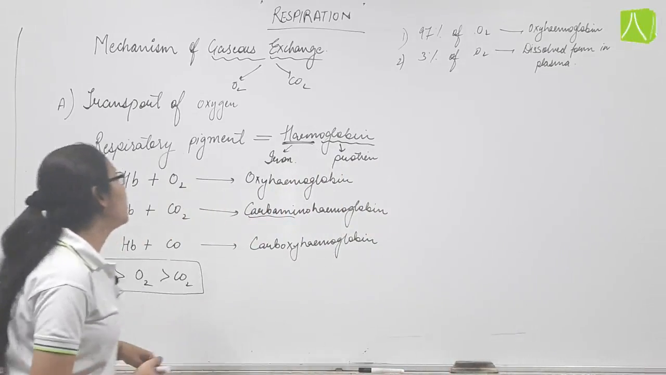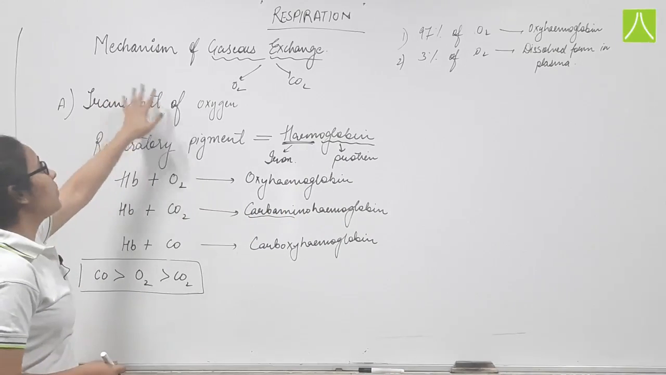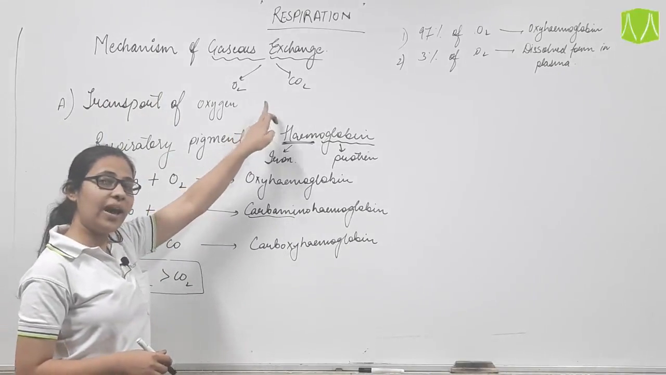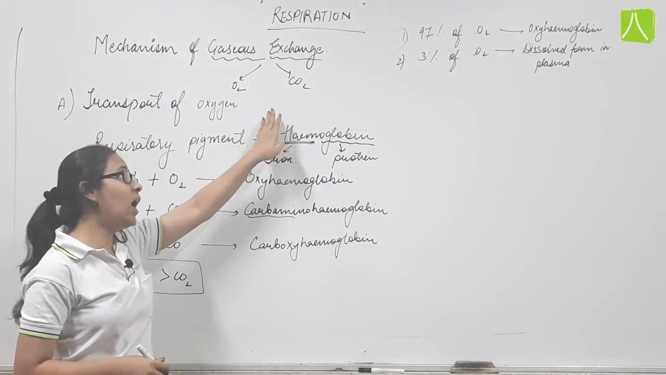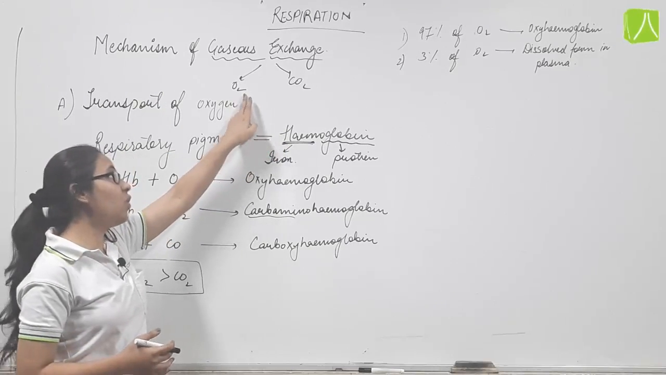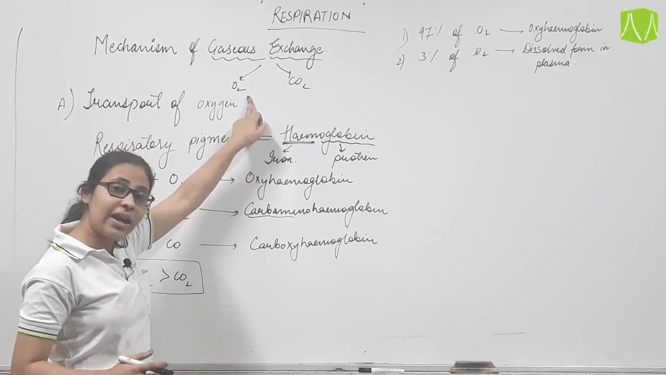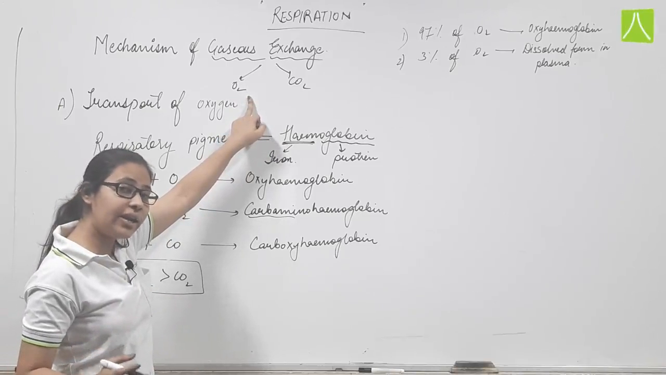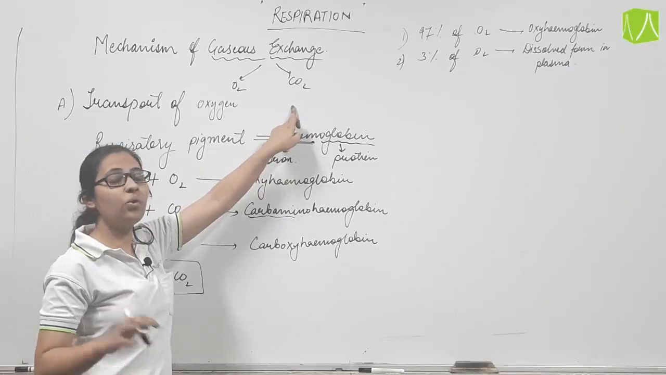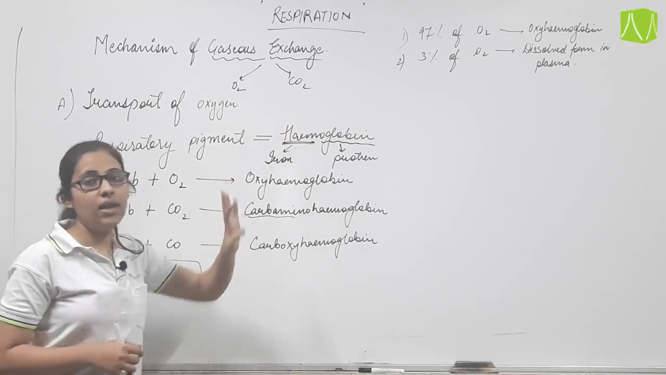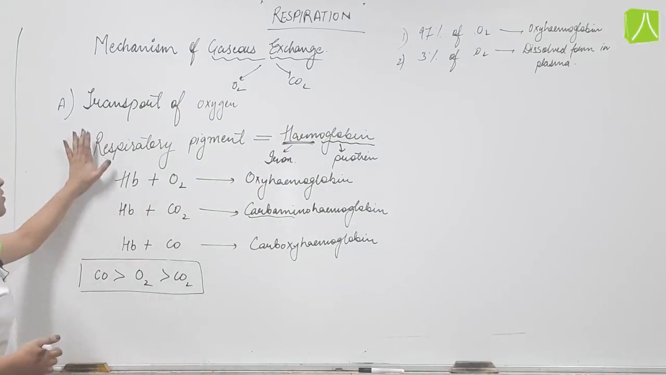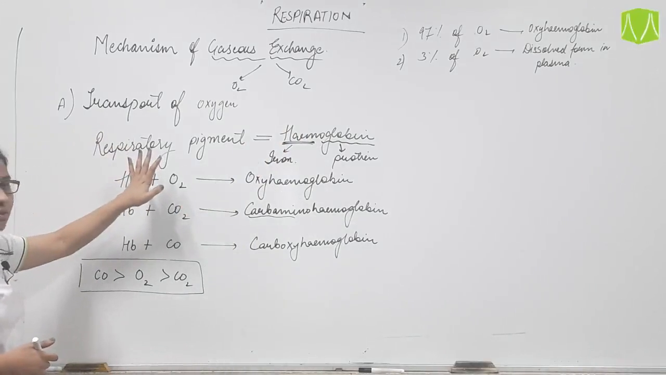So first of all, the topic is the mechanism of gaseous exchange, where the gases are O2 and CO2, that is oxygen and carbon dioxide. How is the oxygen carried away from the lungs to the target site or the tissues, and how is the CO2 carried away from the tissues to the lungs? This we will see in this lecture. So first of all we will take the transportation of oxygen.